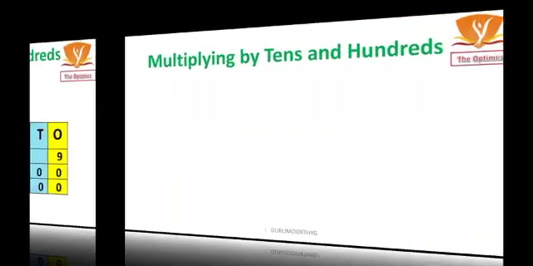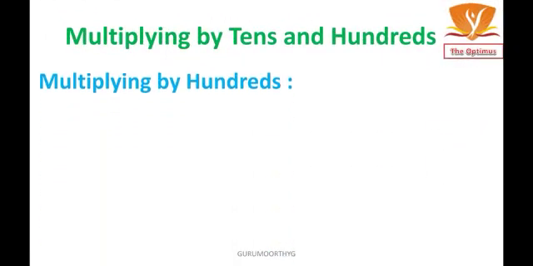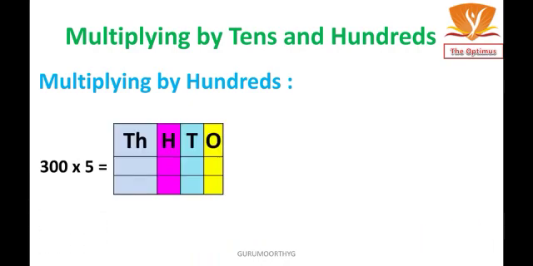300 into 5. Very simple. We are going to write two zeros in the rightmost. Then you are going to multiply the remaining values. That means 3 into 5 equal to 15. This 15 you are going to write in thousands and hundreds place. Isn't it? So it becomes 15 hundreds. 300 into 5 equal to 15 hundreds. Next, 2 into 7 hundreds equal to 14 hundreds.